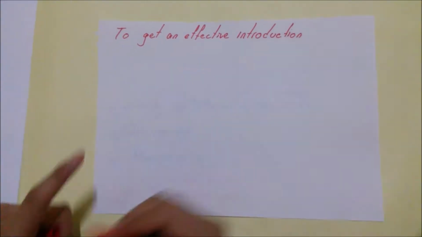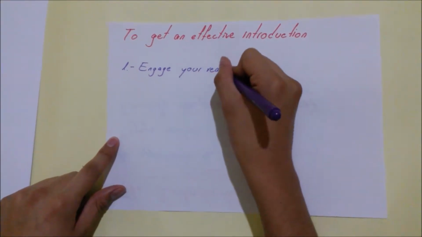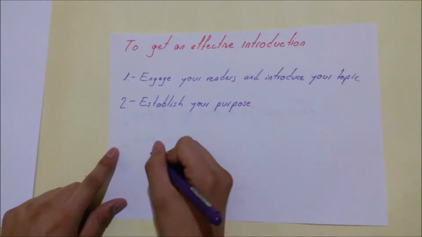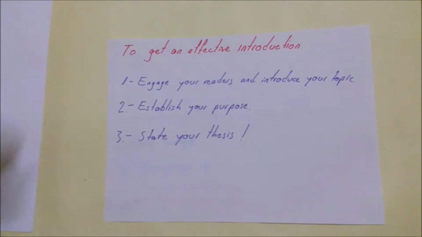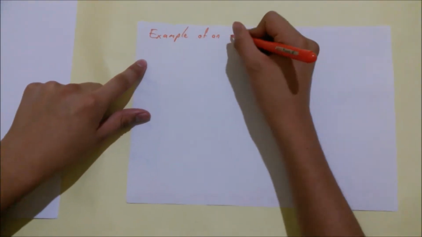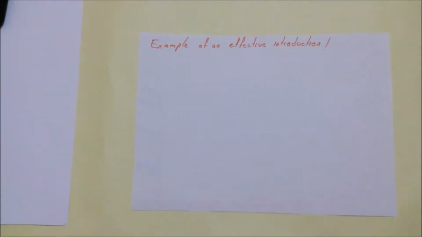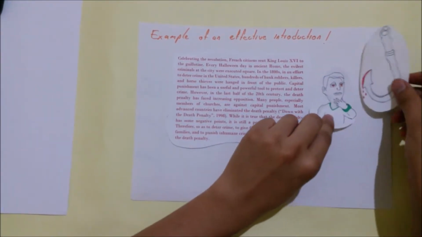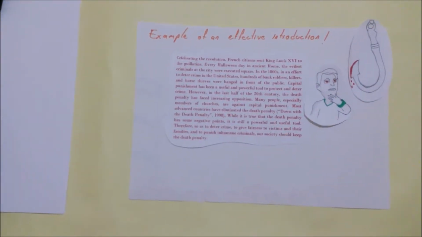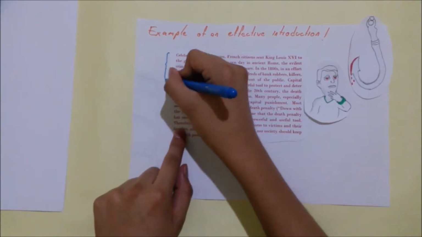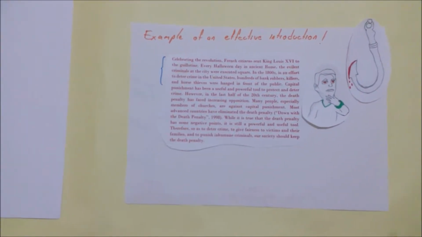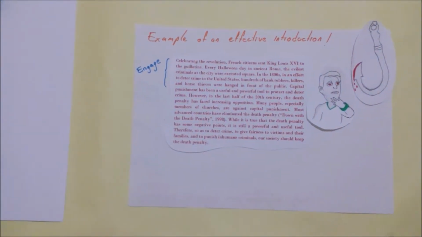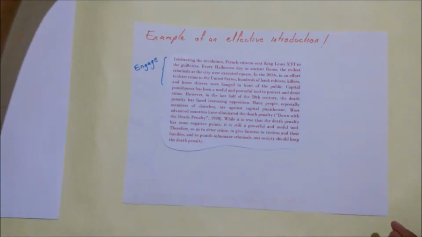To get an effective introduction, you need three things: engage your reader and introduce your topic, establish your purpose, and state your thesis. We will see in this example how the author works with the three elements. In the first lines, the author engages the reader's curiosity by giving examples of public executions from three historical periods. With this information, we can assume that the topic is about the death penalty.